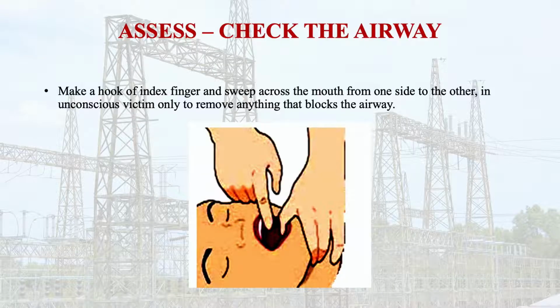Next, you will clear the airway. You will make a hook of index finger and sweep across the mouth from one side to another in case of unconscious victim. You can create a hook like this and then try to remove any kind of blocks if you can see, from one side to another in case of unconscious victim.